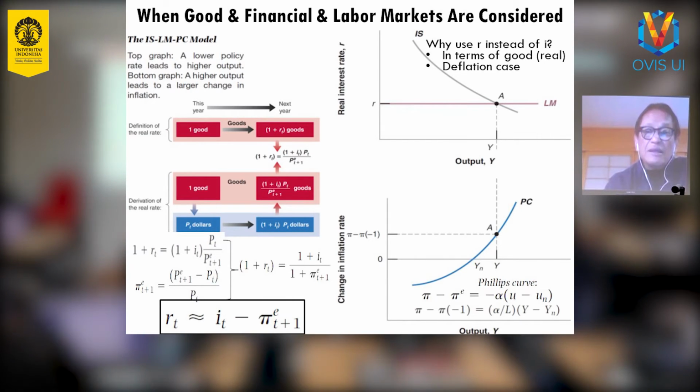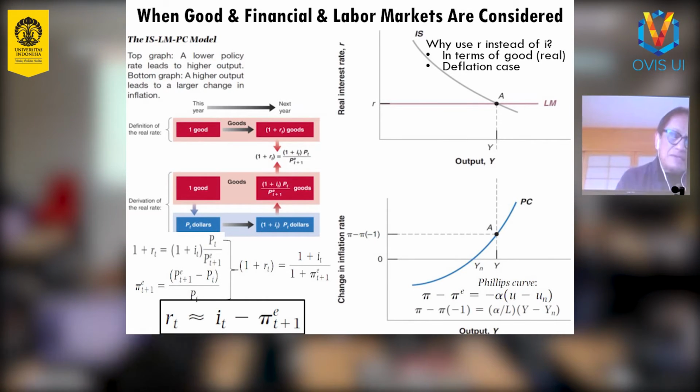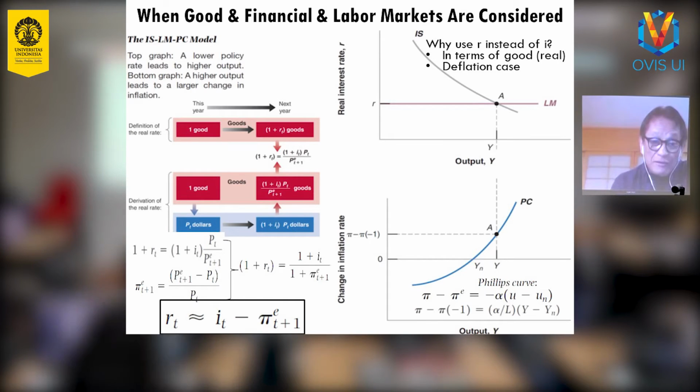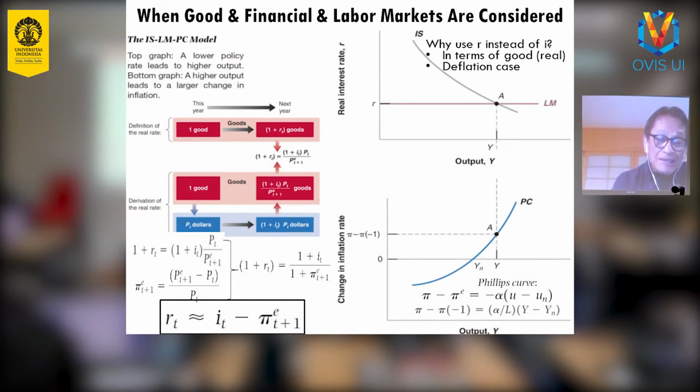Okay. And if the relation between inflation and unemployment is negative, and yet we know the relation between unemployment and output is negative, then the relation between inflation and output has to be positive, and that's where we got this PC curve.